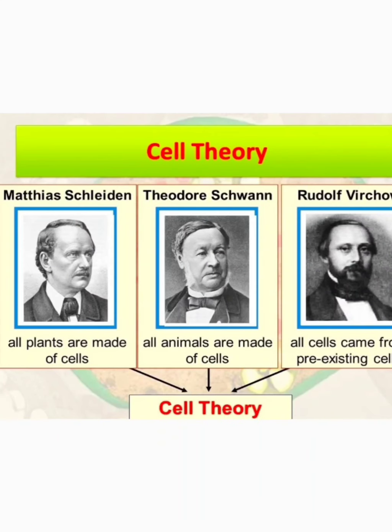According to him, the cell theory as understood today is based on two cardinal principles. The first one is that all living organisms are composed of cells and their products. And the second one is that all cells arise from pre-existing cells. So these are the two principles of cell theory given by these three scientists.